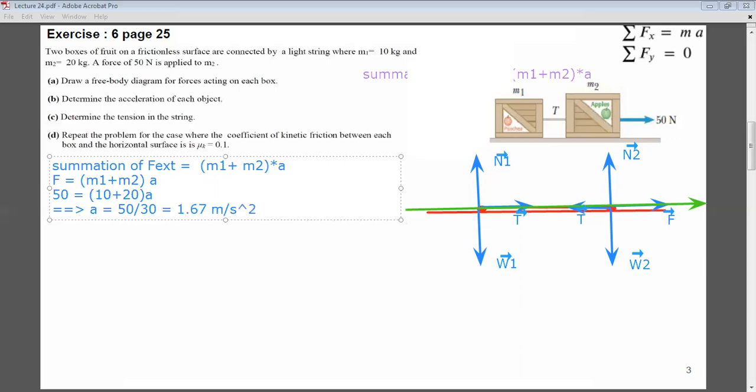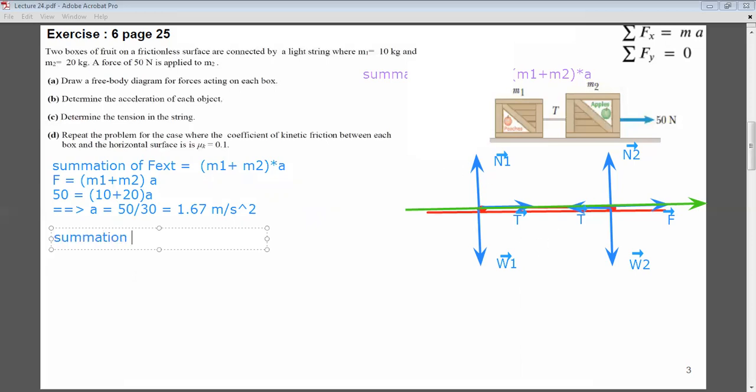So notice how much easier it is to solve the problem using the system approach. Then to find the tension, I cannot use this anymore. I just get the A. But in order to get the tension, I have to use either summation of Fx or summation of Fy, depending on where the tension is. And I have to use it either on object 1 or on object 2. I don't have to put it on two objects. So let's do it on object 1.